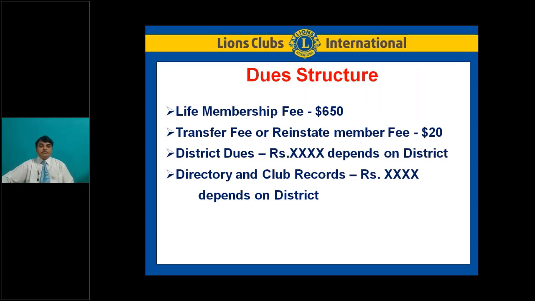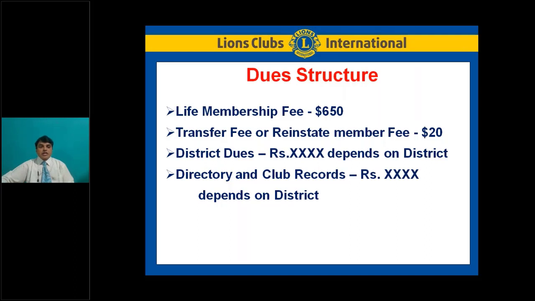As for eligibility for life membership, the member needs 20 years of Lions service, and apart from that, approval must be taken in the board of directors meeting. They need to provide the minutes and submit the application form. They need to send $650 to LCI. Then they will get the life membership card.